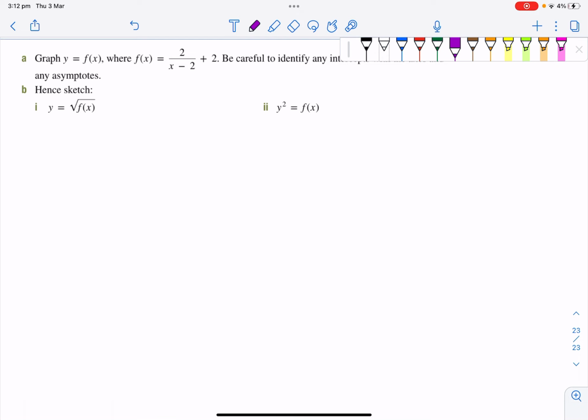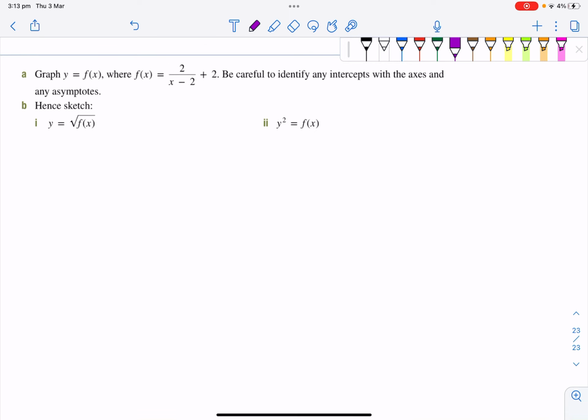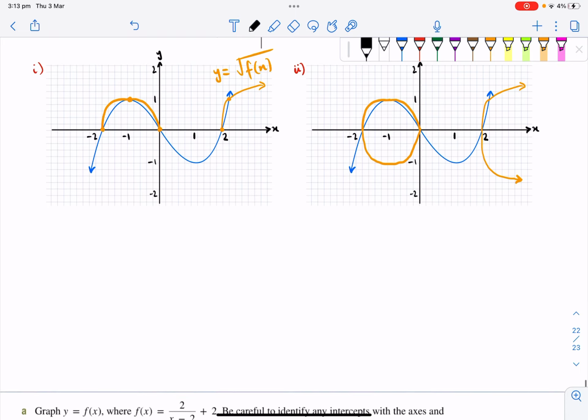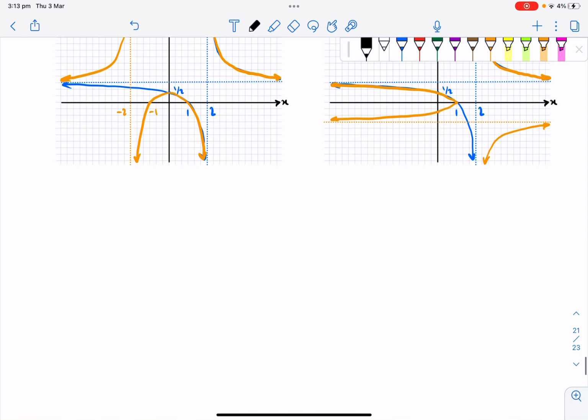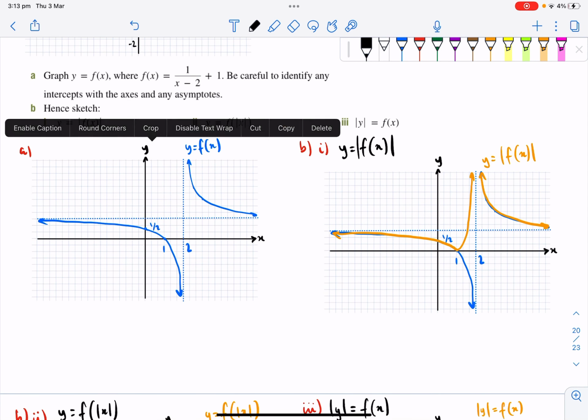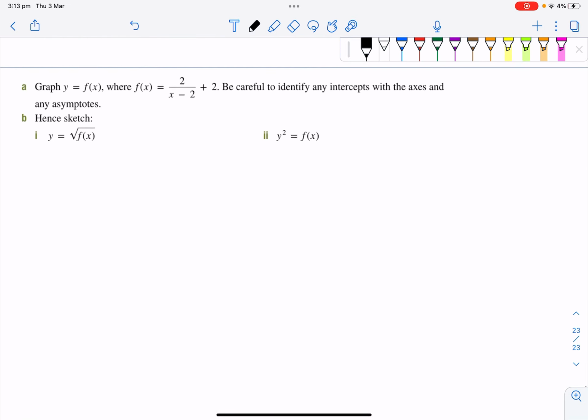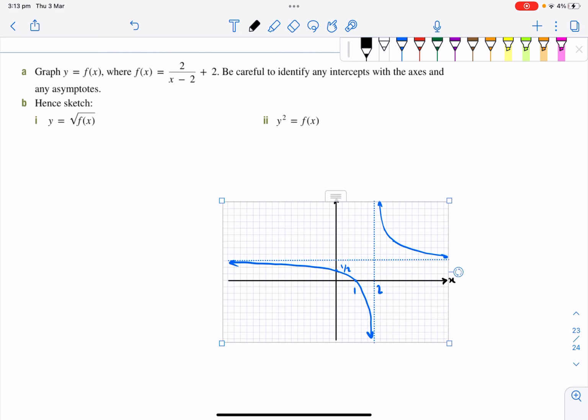So now we're going to sketch this graph from scratch. f(x) equals 2 over x minus 2, plus 2. That's very similar to the previous graph we did. In fact, I'm going to pinch that as I don't feel like drawing. Copy. Beauty of using an iPad.